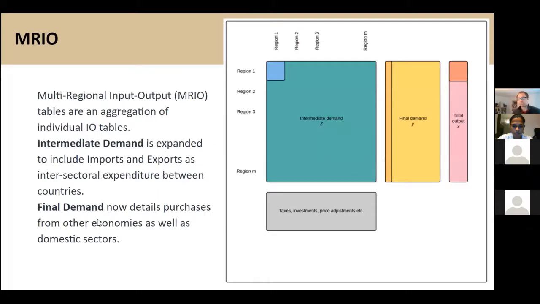In order to make it a multi-regional input output table, we aggregate lots of usually country specific individual IO tables, and our intermediate demand is then expanded to include imports and exports as inter-sectoral expenditure between countries. And then the final demand is now detailing the purchases from other economies as well as from your own domestic sector. And that's in essence what an MRIO is, and Work Package 2 will be providing more training on both TRASE and MRIOs.